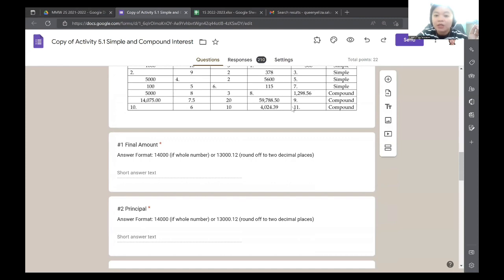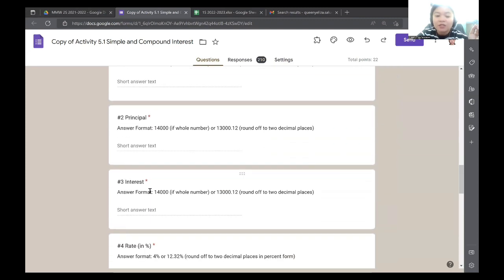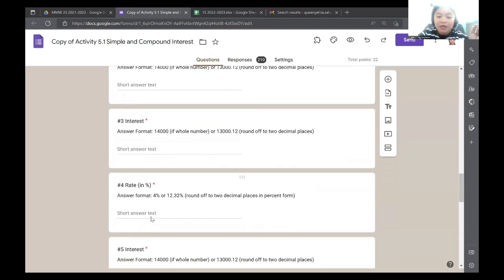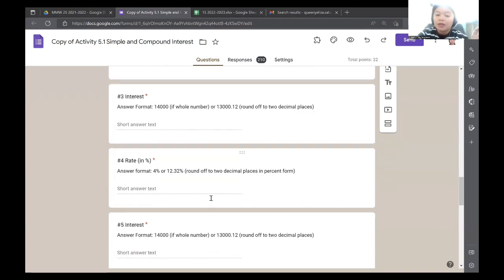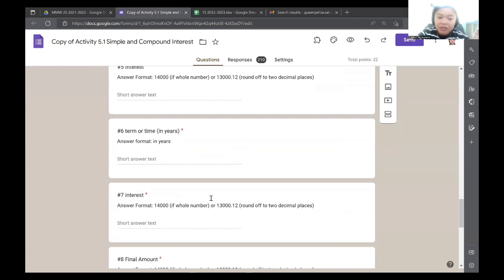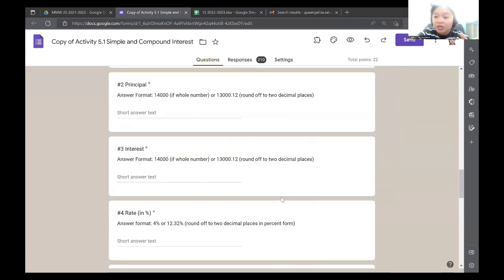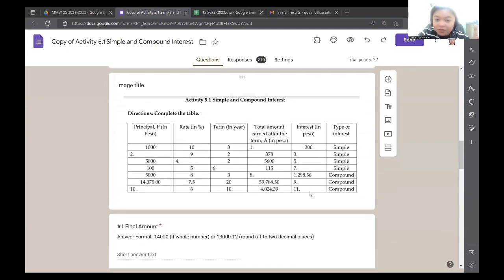And then for number 3, what is asked is the interest. Number 4 is the rate. The answer format is in percent form, so 4% if it's a whole number, or if there are decimals involved, up to 2 decimal places. Until number 11. In the table, number 11 is in the interest column. So, number 11. Okay?